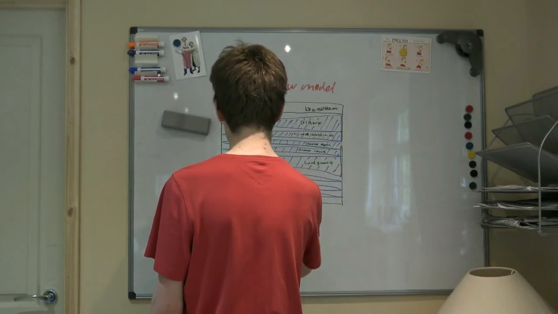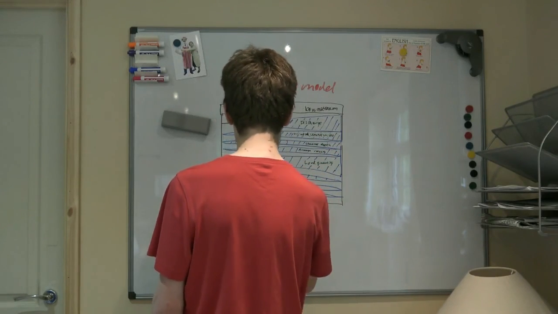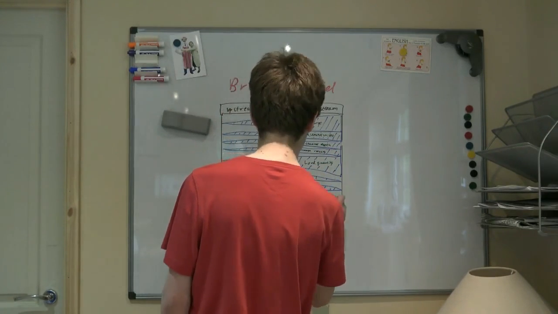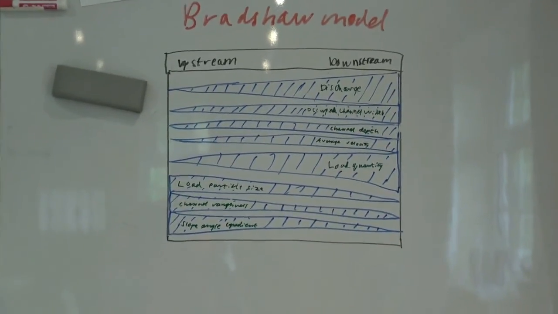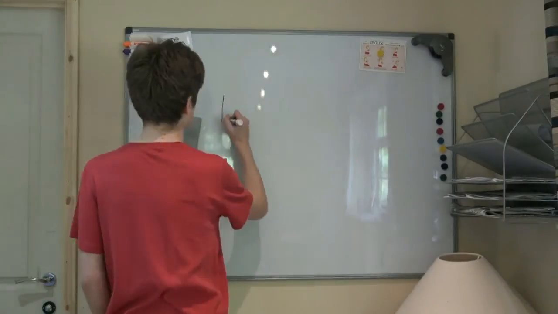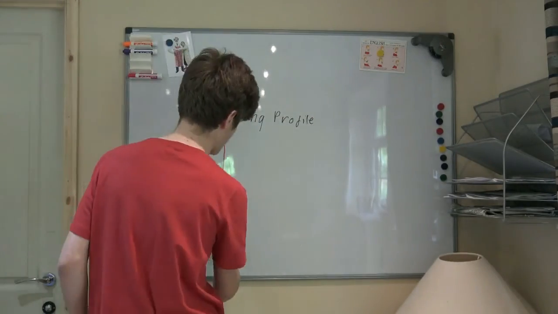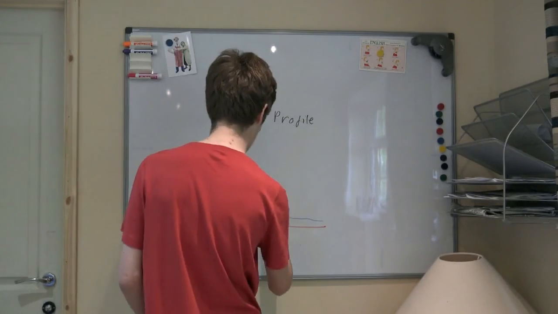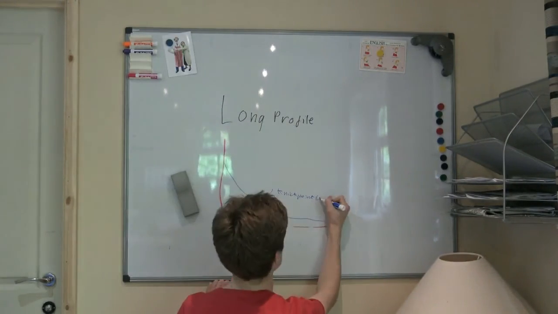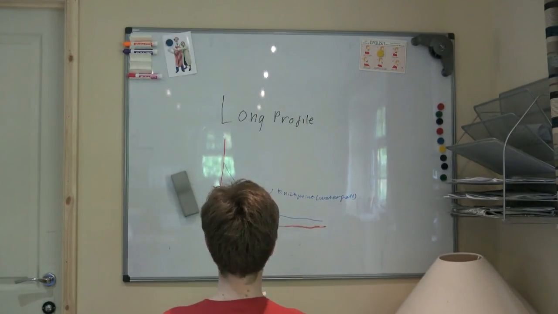Another way to help with visualizing changing gradient is to draw a long profile. A long profile shows the changes in altitude downstream. The generalized diagram expresses a smooth concave shape called a graded profile. However, rivers' long profiles are rarely smooth, with irregularities such as waterfalls.